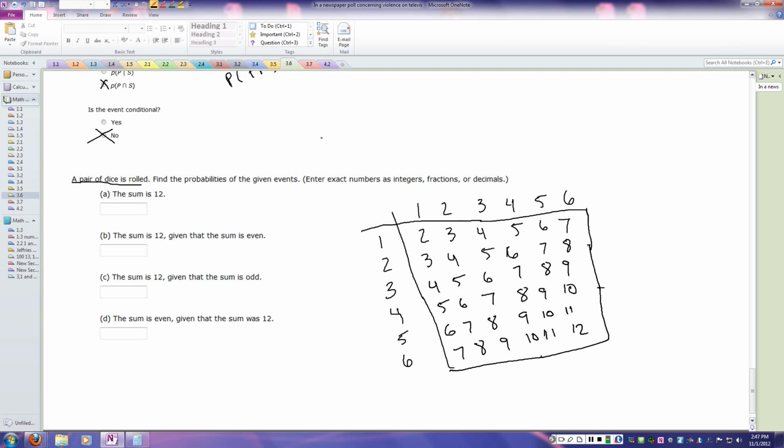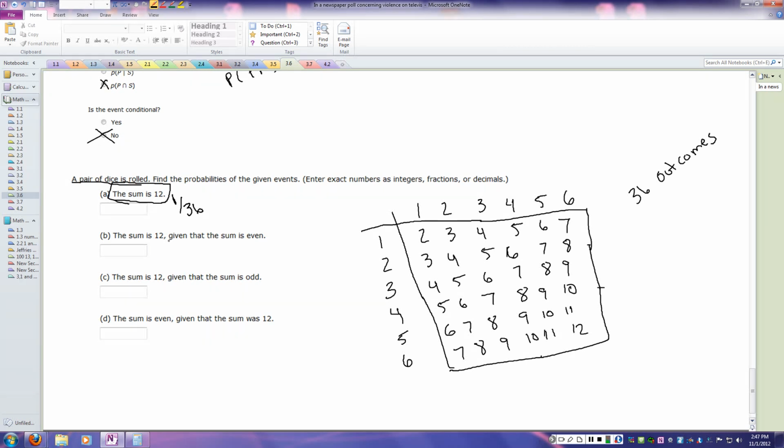So now that you have this table, what's the probability that the sum is 12? Well, there's 36 outcomes. So 36 outcomes. So what's the probability that I get a 12? That happens 1 time out of 36. So 1 out of 36.